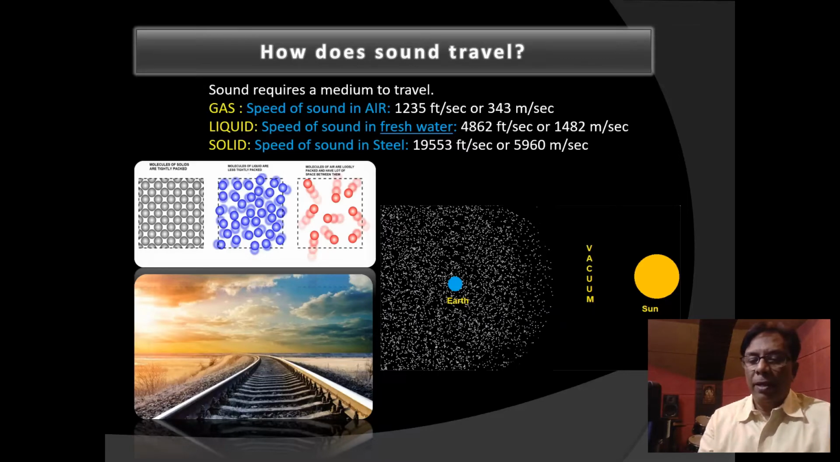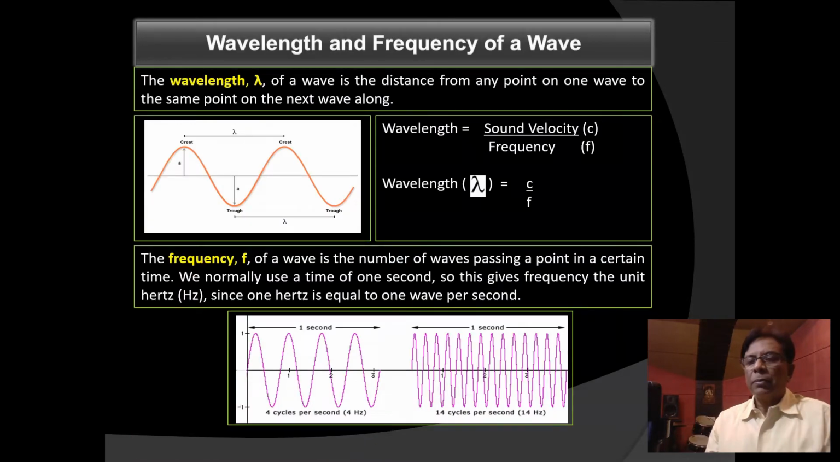Okay, now we go to the next topic. We'll talk about the wavelength and the frequency. Wavelength, as you know, is the length of the wave. So what's a wave? A wave is a complete cycle.